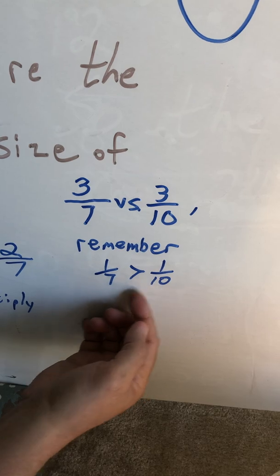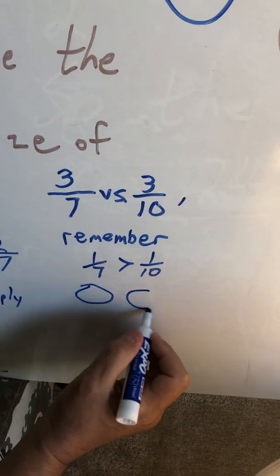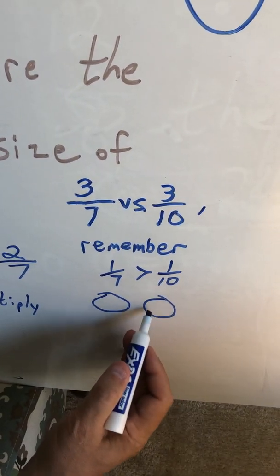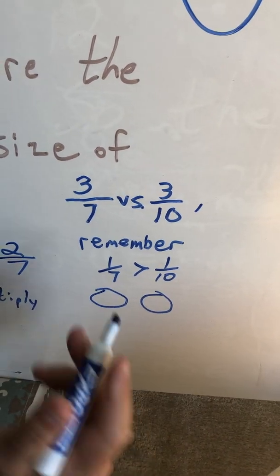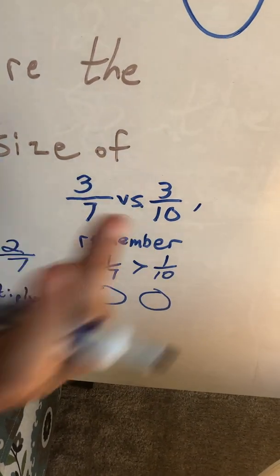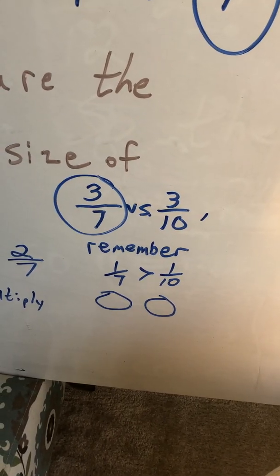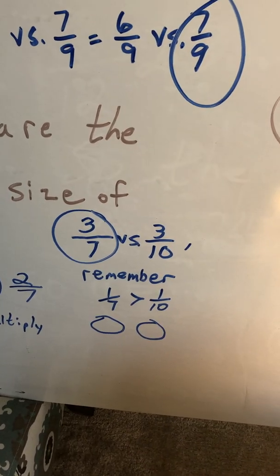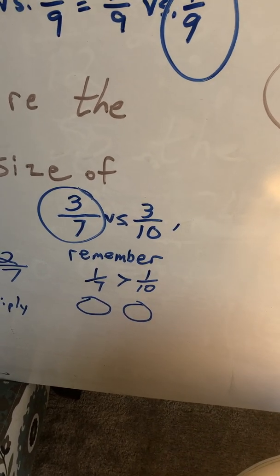Because this is 10. If we're talking about the same size round pizzas, and this is 7 pieces and this is 10 pieces, these pieces are going to be smaller. So 1/7 of a pizza is bigger than 1/10. So if you have 3/7 of something versus 3/10 of something, yes, the smaller denominator is the bigger fraction. If the numerators are the same, the smaller denominator is the bigger fraction.